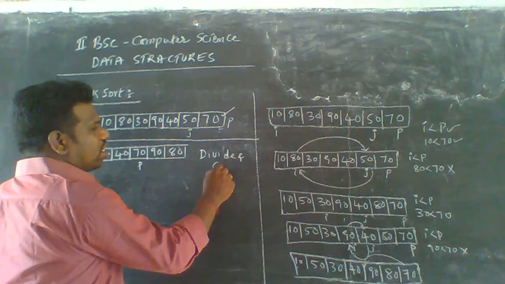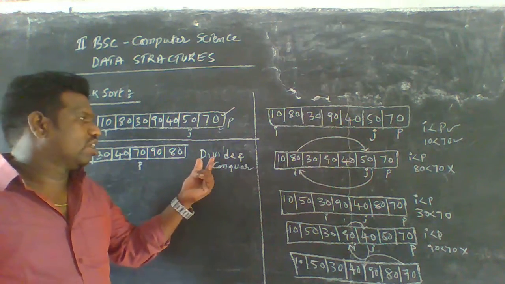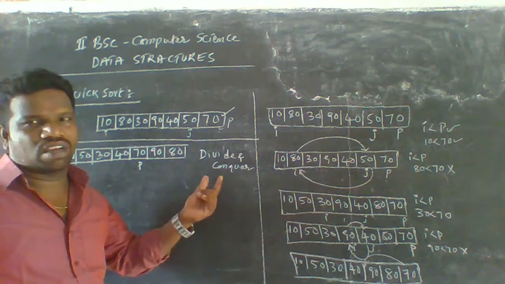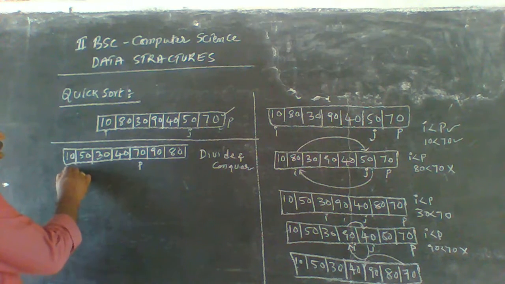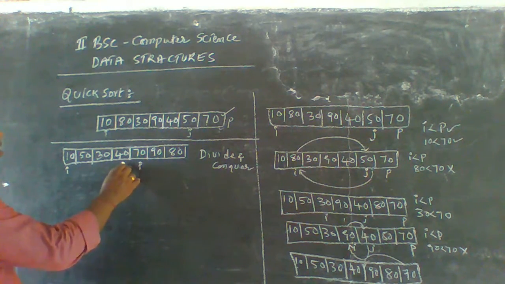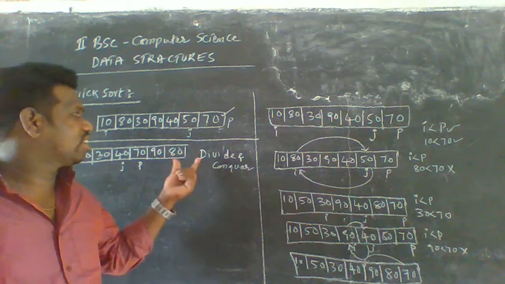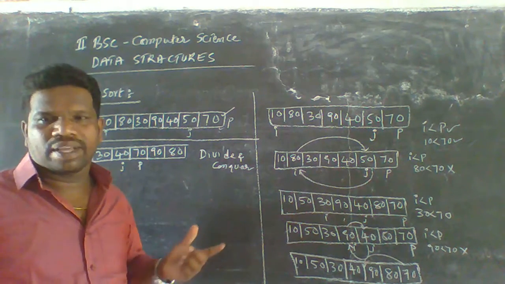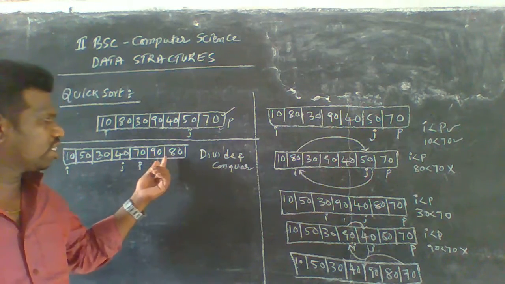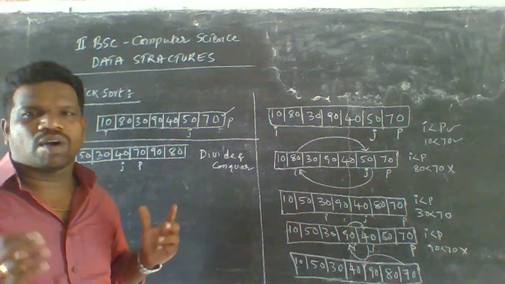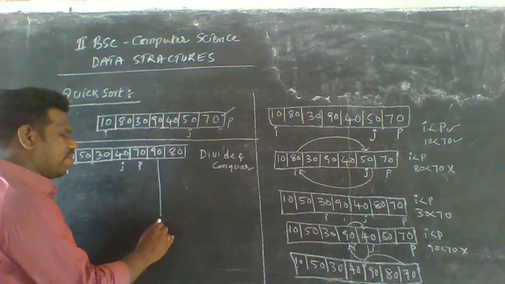The divide and conquer rule is applied here. So now again we have to check the i and j values. On the left side we have only two elements, and on the right side we have only two elements, and we have to swap them. We check these values from one to another: the smaller value is placed on the left side and the larger on the right side here. And this will be constant here.